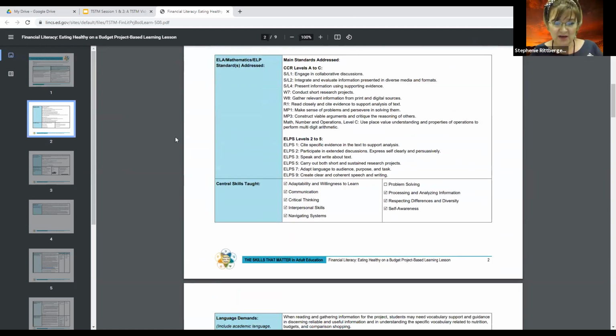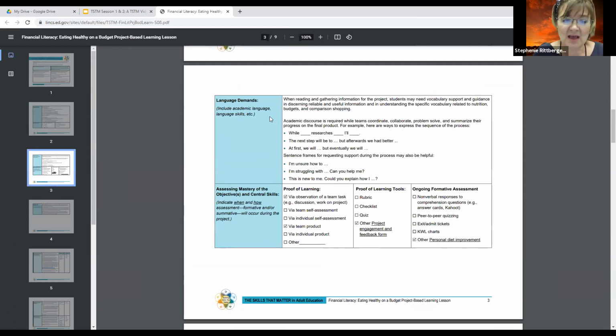So another thing here, you can see again, central skills taught. There was adaptability and willingness to learn, communication skills, critical thinking, interpersonal skills, navigating systems, processing and analyzing information, respecting differences and diversity, and self-awareness. So you get a lot of information in one single lesson. And then you can see that they gave us an assessing the mastery of these skills too. And we did do some team products.